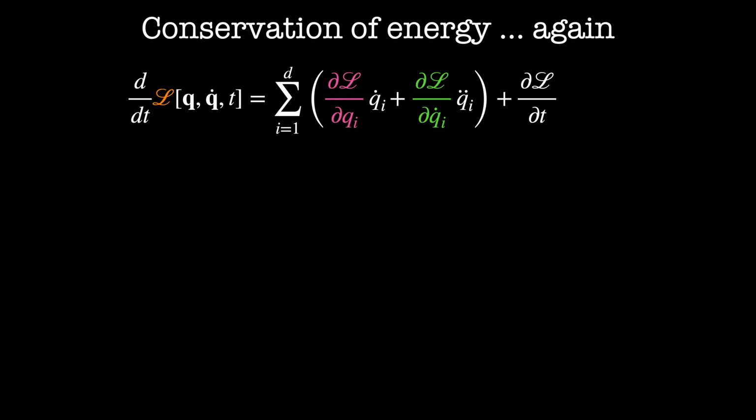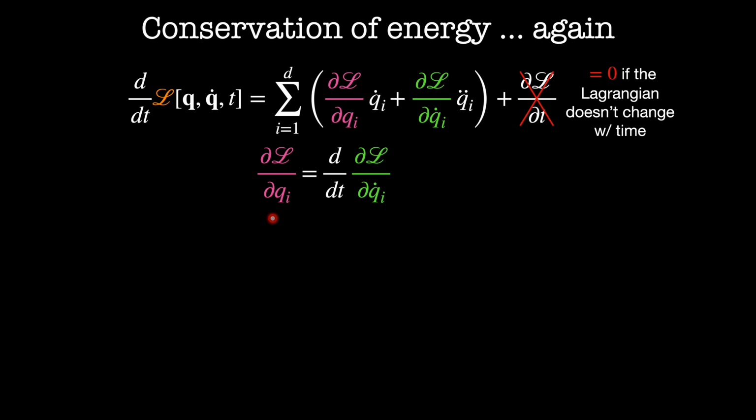The total derivative of the Lagrangian with respect to time is given by the sum on i equals 1 to d, where d is the dimensionality of the system, of ∂L/∂qi times dqi/dt, plus ∂L/∂qi-dot times dqi-dot/dt, which is qi double dot, plus the partial derivative of the Lagrangian with respect to time. This last term is 0 because we know that the Lagrangian doesn't change with time. We'll use the Euler-Lagrange equations to simplify this term.